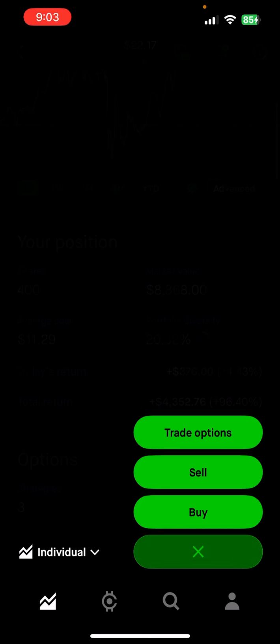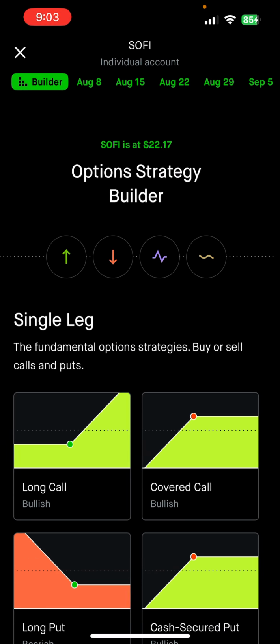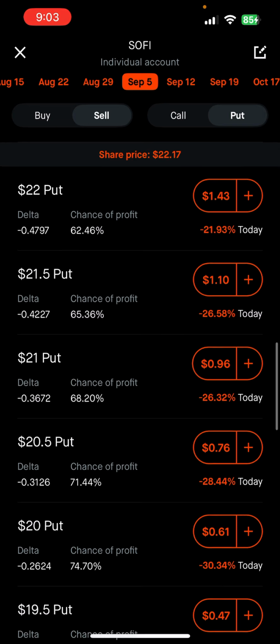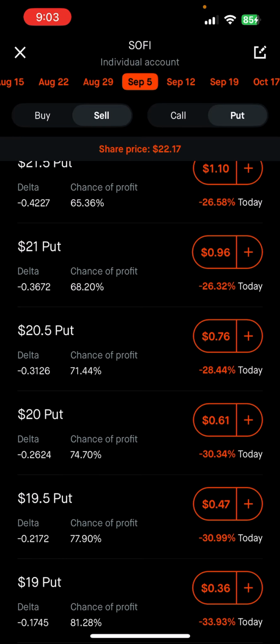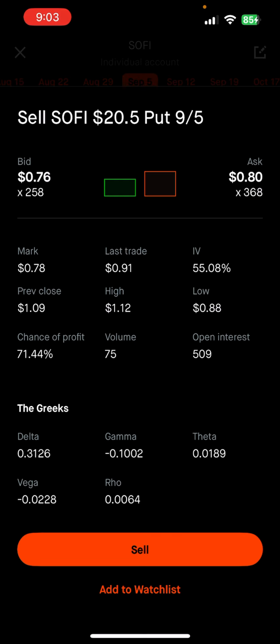Now, next thing we're going to look at is implied volatility. Let's pull that one back up because you could also read implied volatility, or IV. So IV here is 55%, and IV shows how much the market thinks a stock will move. It's not actually what it's doing right now, but it's what people expect it to do.